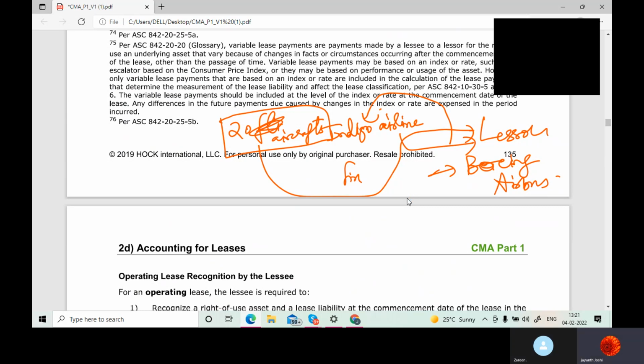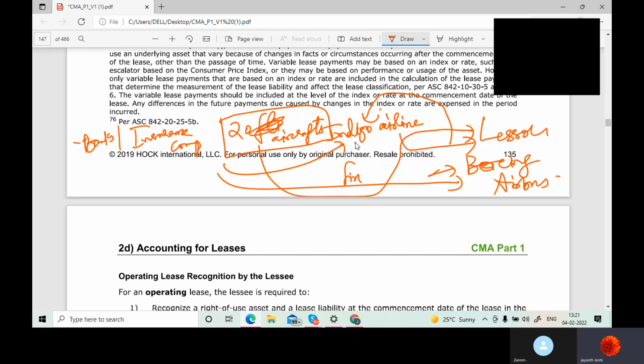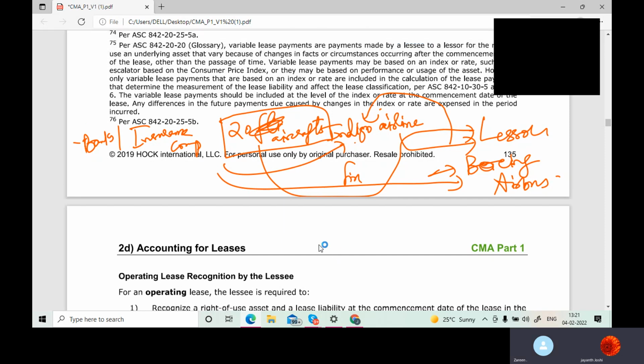Yes, sir. If Boeing and Airbus cannot do it, then banks and insurance companies do, because these guys have a lot of surplus money. What they do, they buy the aircraft from Boeing or Airbus, lease it out to Indigo. Indigo will pay the lease payment, lease rental or whatever you want to call it. Understood? Yes, sir. I'm just explaining the process.